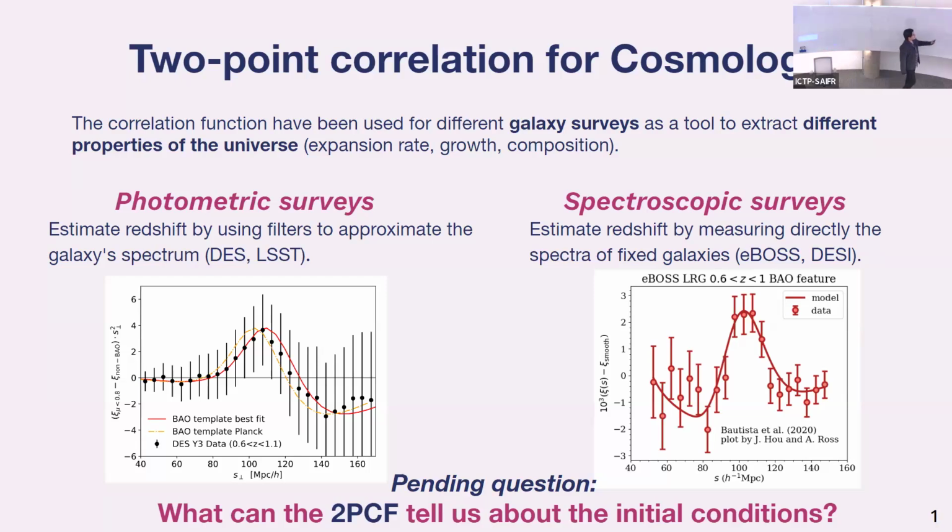I will be focusing mostly on this. But as I mentioned before, these surveys have been really successful in extracting growth and different properties of the cosmological universe. But one main question is: what can it tell us about the initial conditions of it? So how can we extract the initial conditions of the universe from these maps?